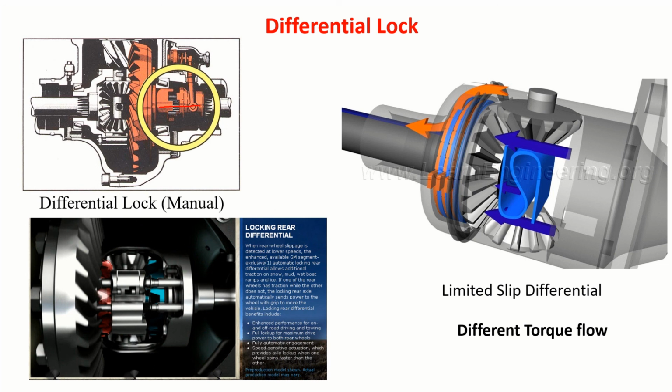You can completely lock this. So as it rotates, this will also start rotating and take more torque. On the other side, it will start slipping. Another way, they call it a limited slip differential. The idea is the same.